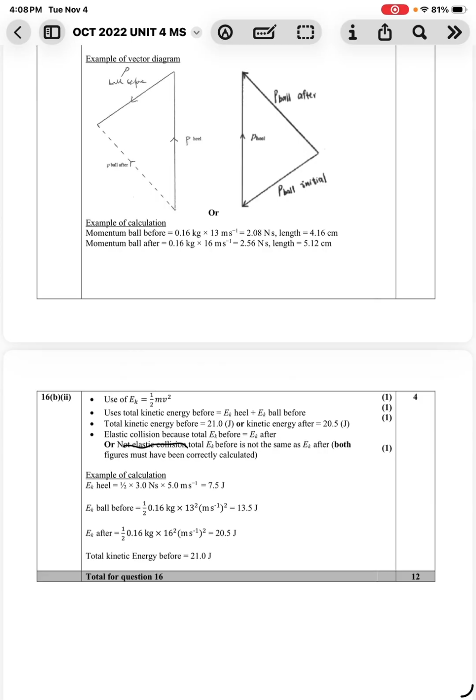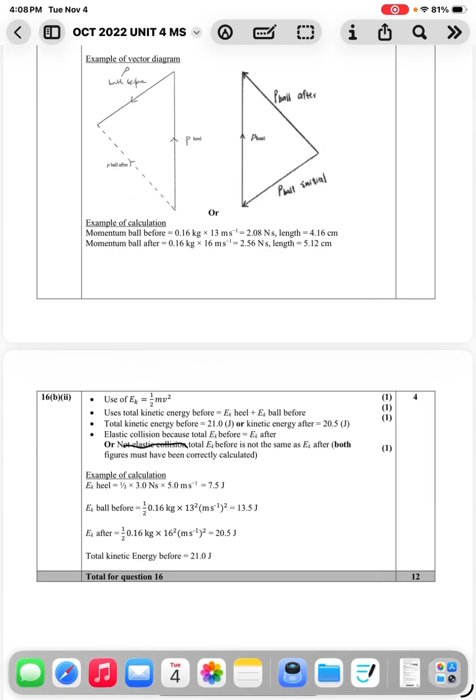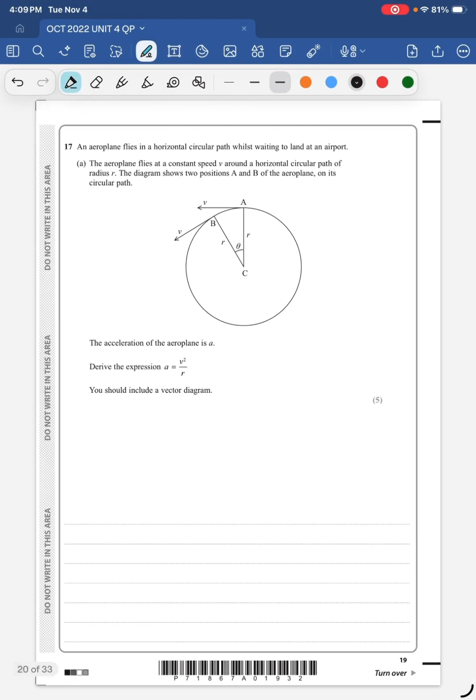So not elastic collision. Okay, so this is what they say as well. So we are good. Let's go back and move to question 17.